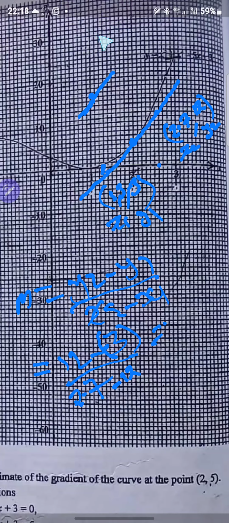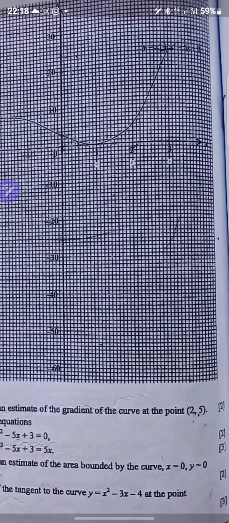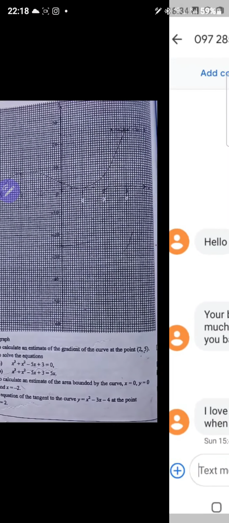That is question number 1. Then question number 2. To solve the equation, now if you look at this equation, I think it is written somewhere there on top of the question. You find that this equation is written as y is equal to x3 plus x2 minus 5x.